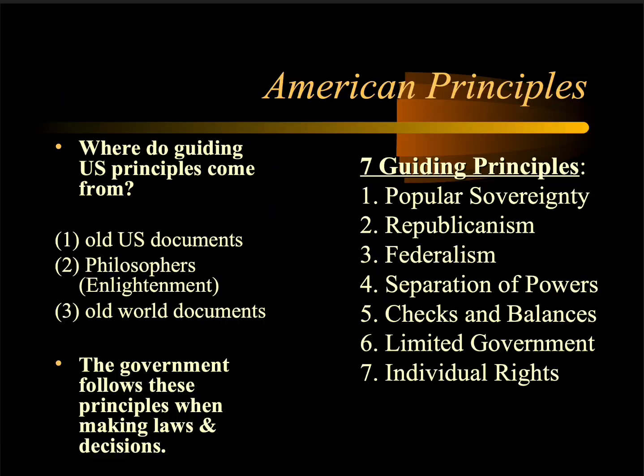What are some American principles? Where do guiding U.S. principles come from? Well, it has 3 main resources. The first one is the old U.S. documents. The second is the philosophers, or the Enlightenment thinkers. The third is the Old World documents. Those are the 3 fundamental resources to form American principles. The government follows these principles when making laws and decisions.